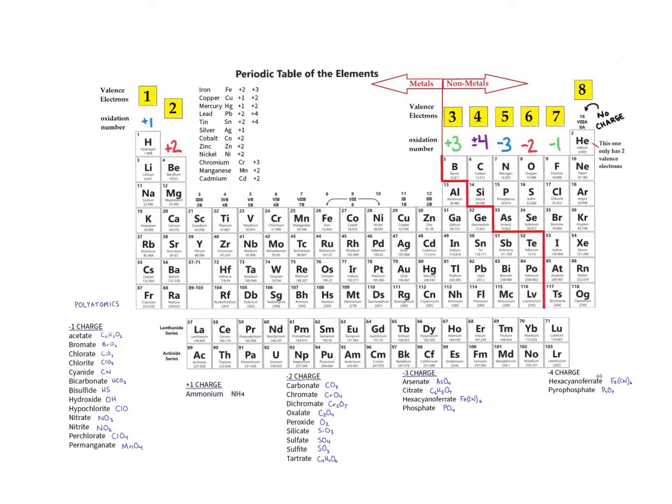Okay. Let's practice and review polyatomic ions and crisscross. So you should have a periodic table like this if you're in my class. If you have this, you're good to go. If not, look online for common polyatomics and oxidation numbers, and you'll be good to go.